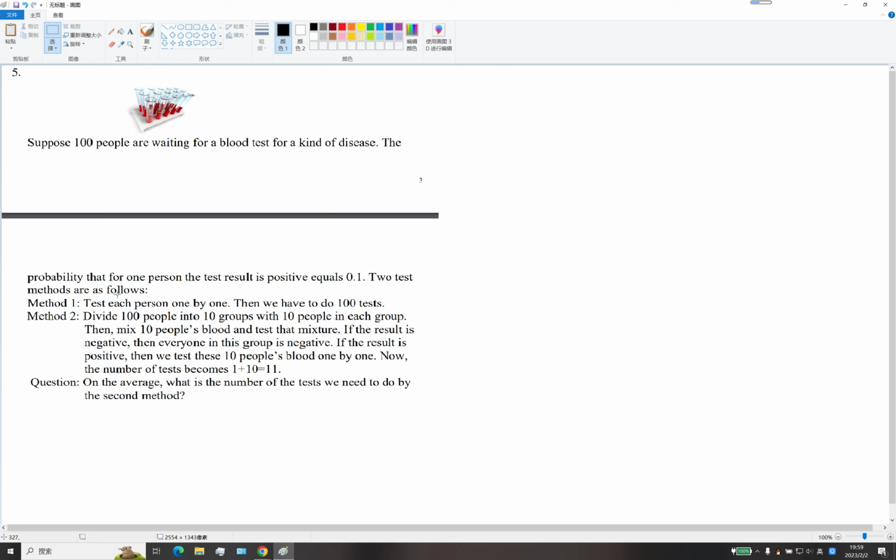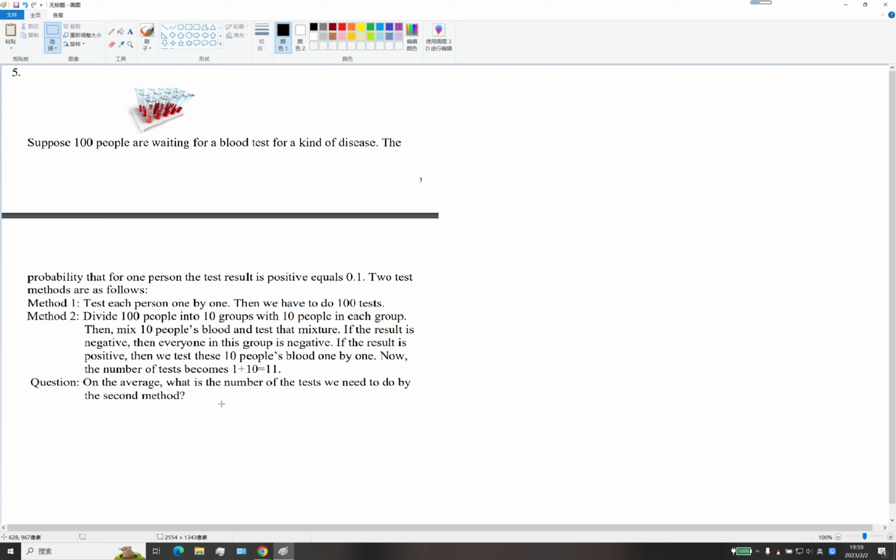Two test methods are as follows. Method 1, test each person one by one. Then we have to do 100 tests. And method 2, divide 100 people into 10 groups with 10 people in each group. Then mix 10 people's blood and test that mixture. If the result is negative, then everyone in the group is negative. If the result is positive, then we test these 10 people's blood one by one. Now the number of tests becomes 1 plus 10 equals 11. On the average, what is the number of the tests we need to do by the second method?